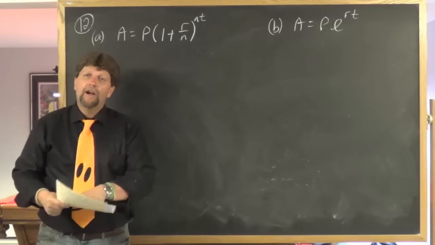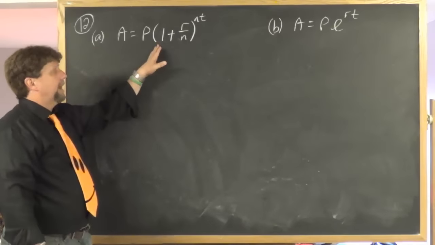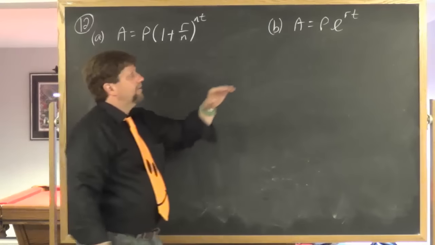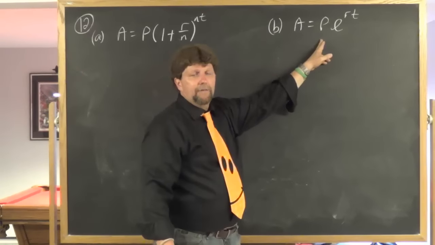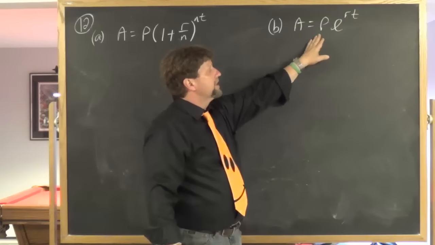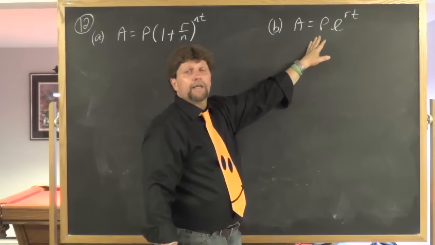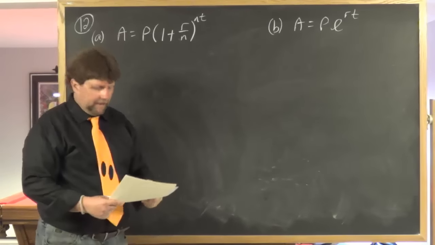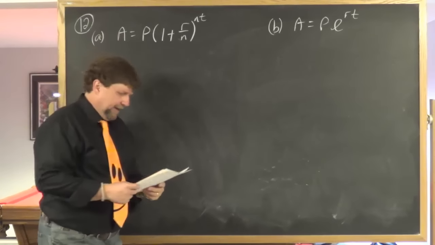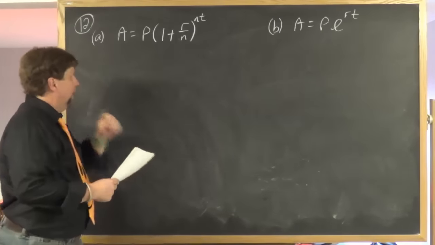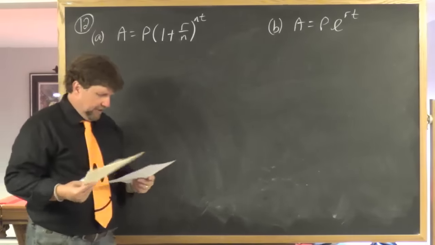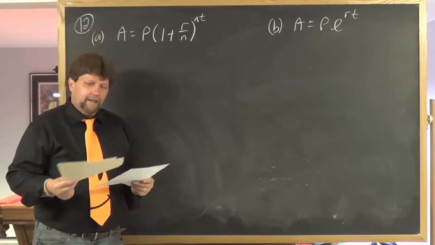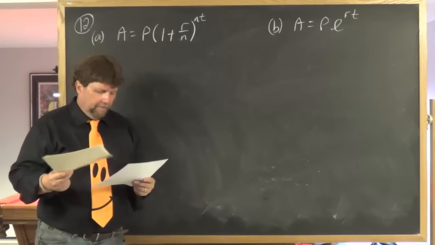So that means for part A, I need this compound interest formula. For part B, I need this compound interest formula. Remember, this is the compound interest formula for continuous compounding. This is all the other types of compounding. So let's see if I can substitute in what we know. We know what Sarah's starting with. She has $2,000 to invest, so that's her principal.